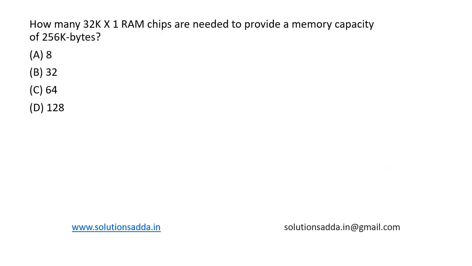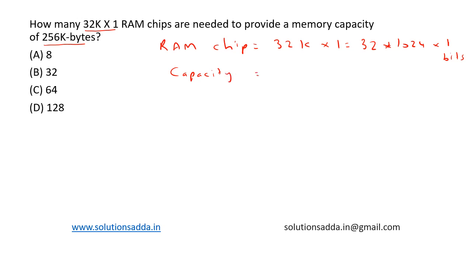This is a question from digital logic design. How many 32x1 RAM chips are needed to provide a memory capacity of 256 kilobytes? So the RAM chip capacity is as follows. RAM chip capacity is equal to 32K cross 1, which is equal to 32 into 1024 into 1 bits. This is in bits. And the capacity required is equal to 256K, which is equal to 256 into 1024 into 8 bits.